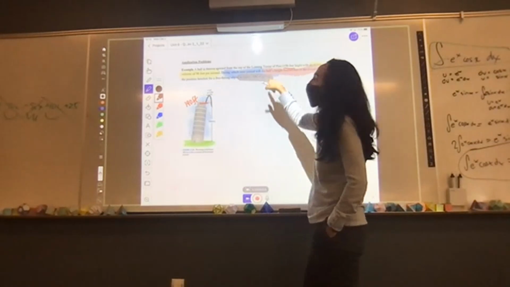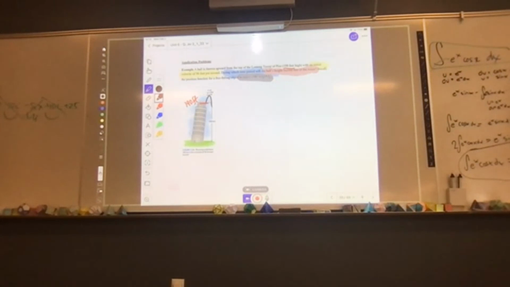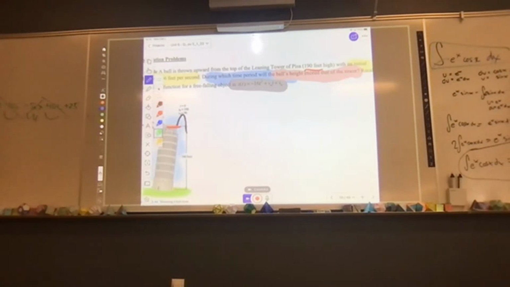Times time equals, what do you think S naught is? That's the initial height, the initial position. So let's write into this equation everything we know.